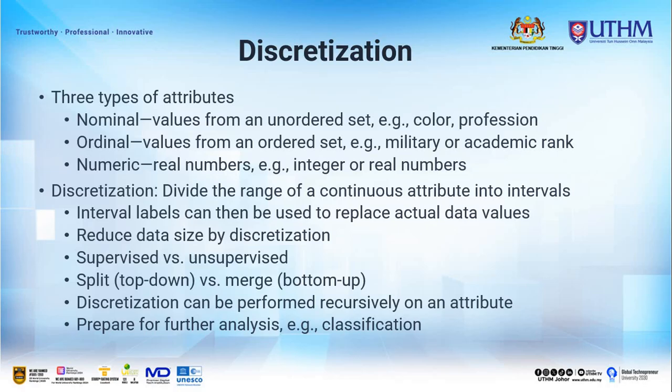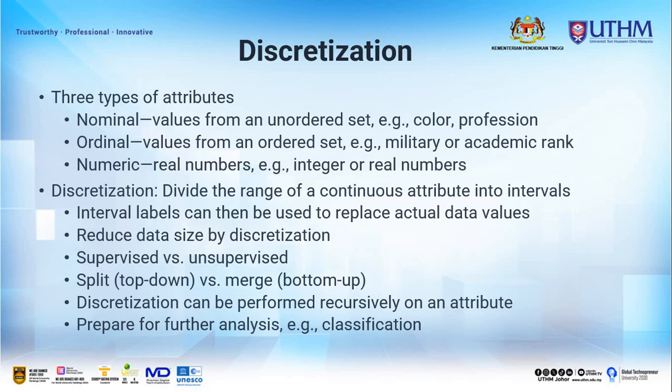When it comes to numeric attributes, these will be real numbers, including integers and floating point numbers. Examples are age, income, temperatures, and so on. So what is basically discretization? Discretization involves dividing the range of continuous attributes into intervals or bins. The interval labels can then replace the actual data values, simplifying the data for the analysis.